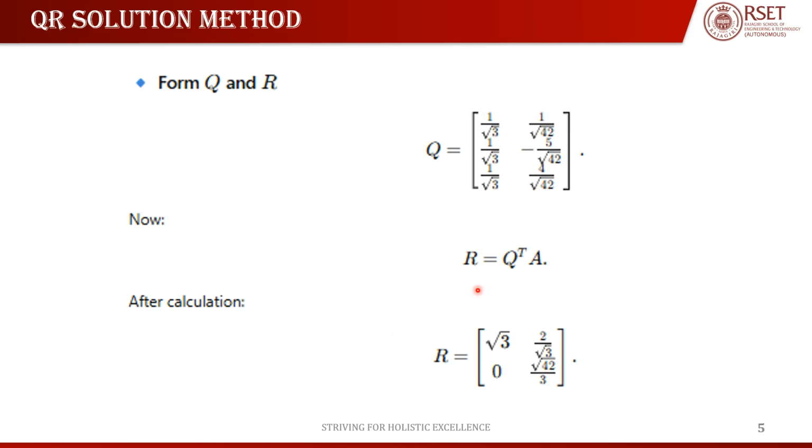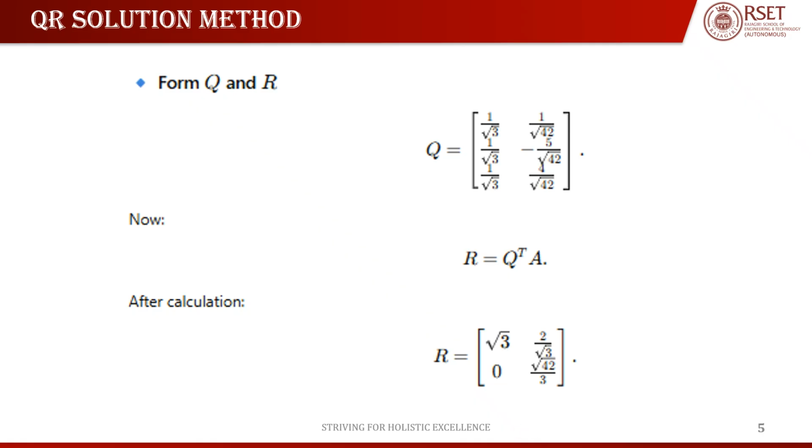Now to get R, you can just take the Q transpose and multiply by the given matrix A. Take the transpose of this matrix, which will be 1 by root 3, 1 by root 3, 1 by root 3, 1 by root 42, minus 5 by root 42, 4 by root 42. That will be a 2 by 3 matrix. Taking Q transpose into A, you will have a 2 by 2 matrix, which is root 3, 0, 2 by root 3, root 42 by 3. This will be our R. And now you have Q and R.